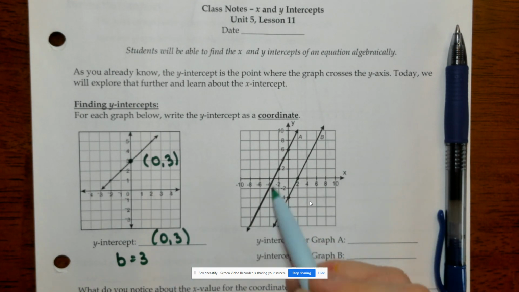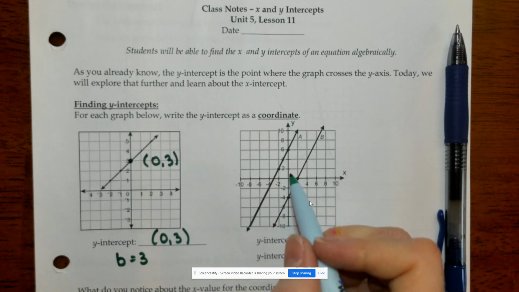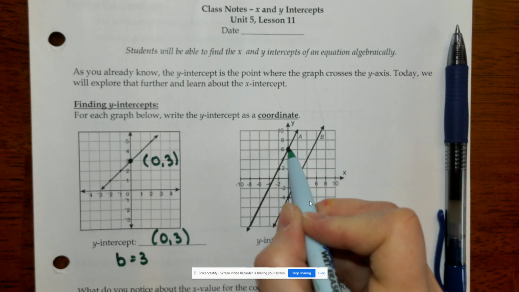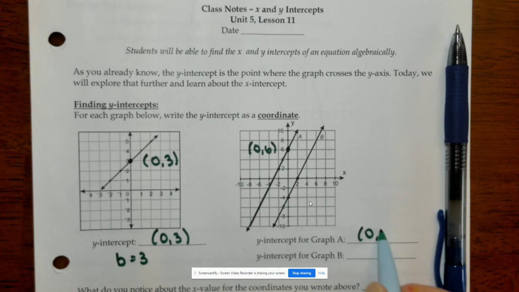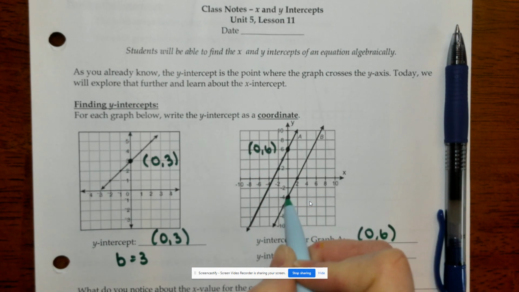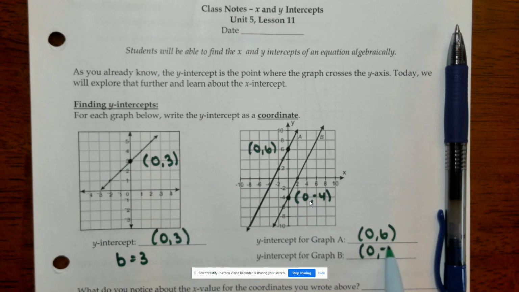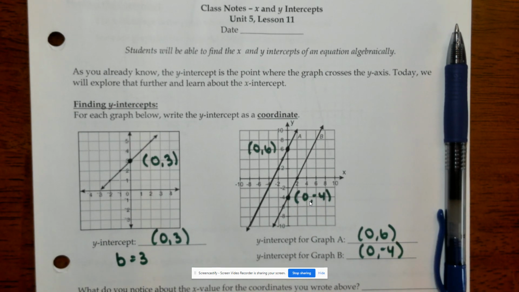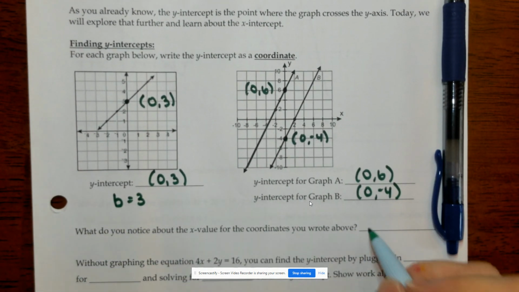Now this one, we've got graph A and graph B, probably representing two different scenarios. So graph A is crossing the y-axis here at 0, 6, and graph B is crossing down here at 0, negative 4. What do you notice about the x value of all the y-intercepts? So do you notice we've got 0, 3, 0, 6, 0, negative 4. So on all of them, the x value is 0.